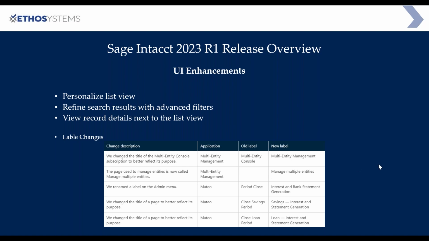And then a couple changes within the software, some wording changes, or what Sage Intacct calls label changes. So here you will see, before it was called multi-entity console, it's now called multi-entity management, and different things of that nature. So trying to make things a little bit easier to navigate, to understand what is happening within each task or application of the software.